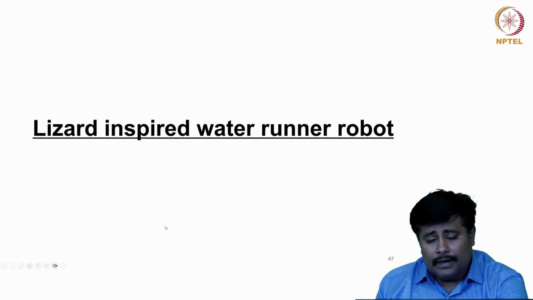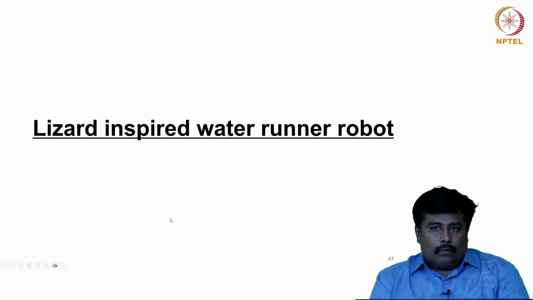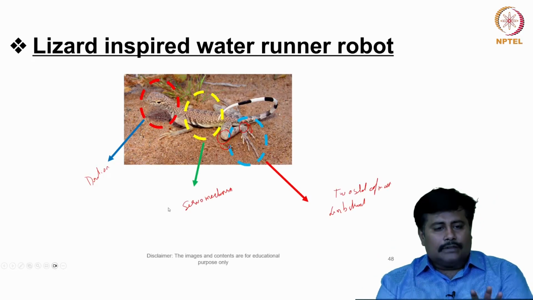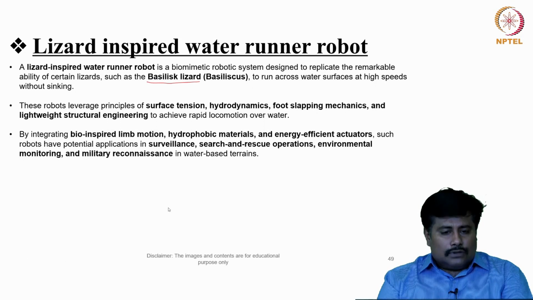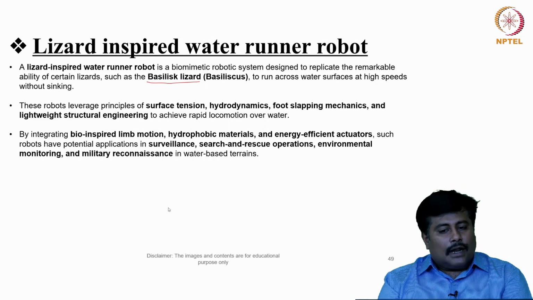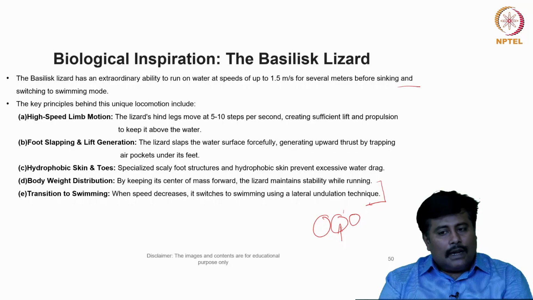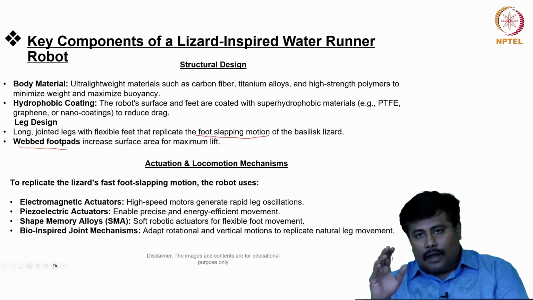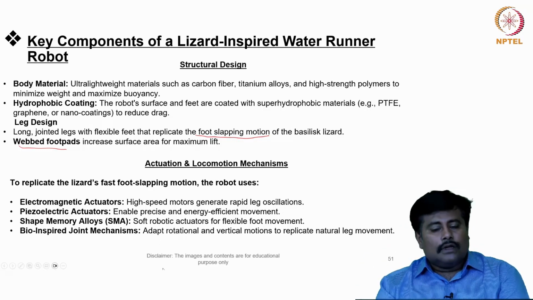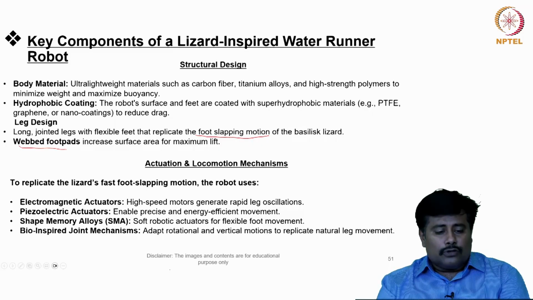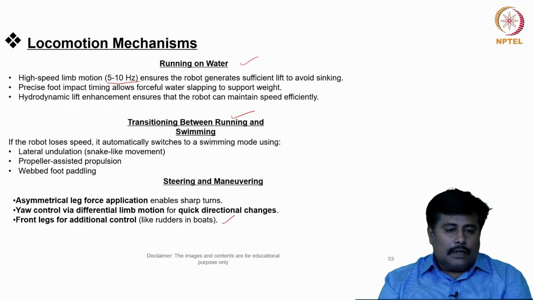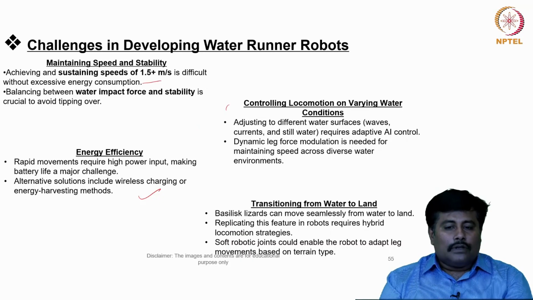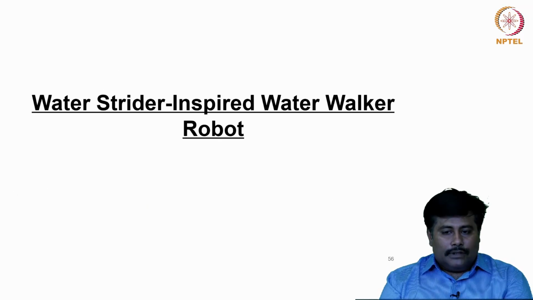Then we had a detailed discussion about the lizard inspired water runner robot. In fact, our earlier background helped us understand the mechanism of this robot. We took the basilisk lizard as our case study. We discussed in detail the different locomotions deployed, the key components of these lizard inspired water runners, the different actuation and locomotion mechanisms deployed, and the different challenges exhibited by these water runners.